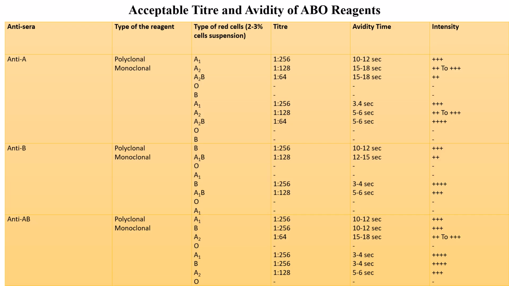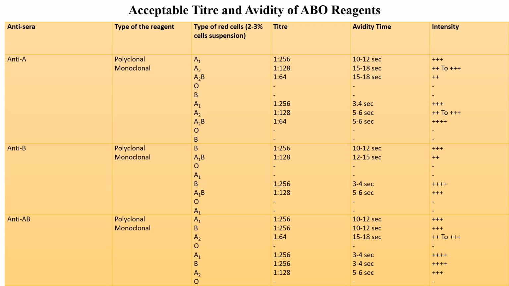Now accepted titer and avidity for ABO reagent. For anti-A, if you are using the polyclonal with A1, it will give a titer of 256, and the time is 10 to 12 seconds and the intensity is 3 plus. For monoclonal, if you are going with the A2, then the titer is 1 in 128, and for A2B it's 1 in 64, and the time is 15 to 18 seconds with an intensity of 2 plus to 3 plus. With the O cells, that is 2% to 3% suspension, it will not show any kind of titration, avidity and intensity.